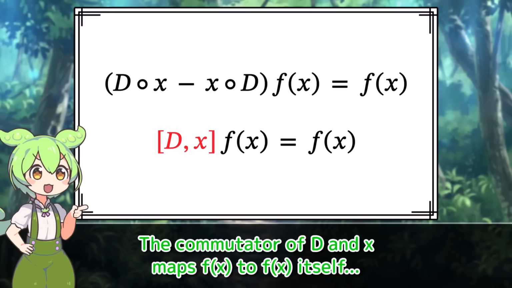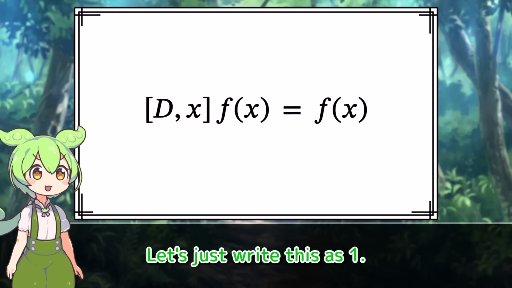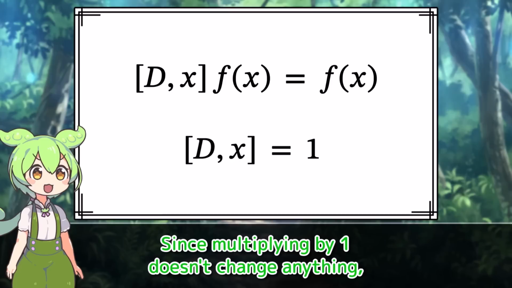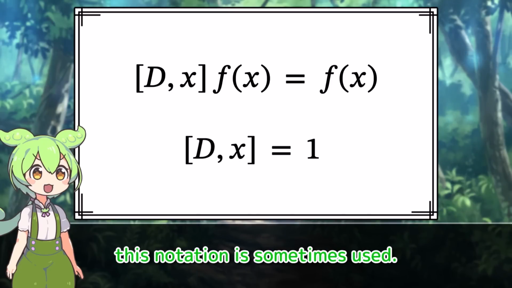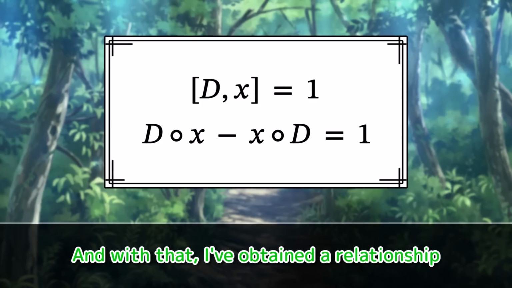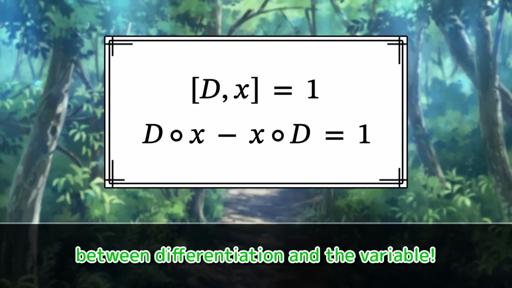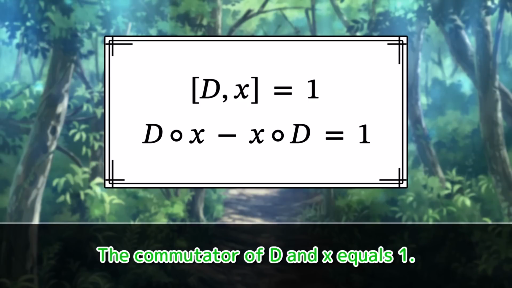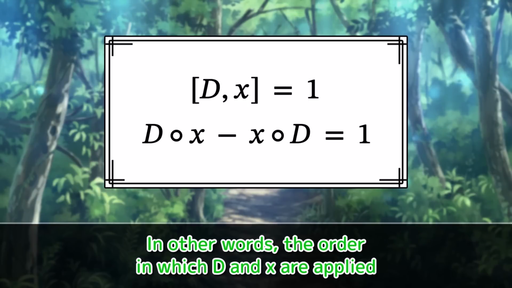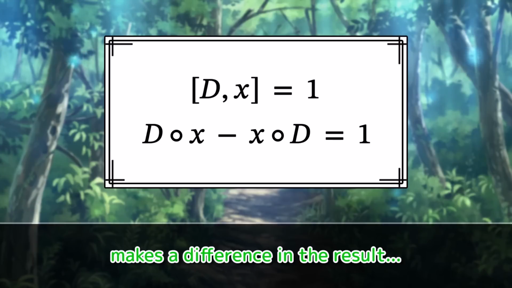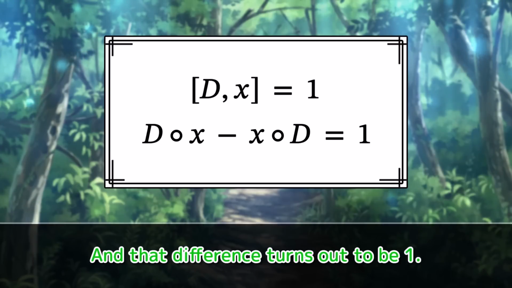The commutator of d and x maps f of x to f of x itself. Let's just write this as 1. Since multiplying by 1 doesn't change anything, this notation is sometimes used. And with that, I've obtained a relationship between differentiation and the variable. The commutator of d and x equals 1. In other words, the order in which d and x are applied makes a difference in the result. And that difference turns out to be 1.